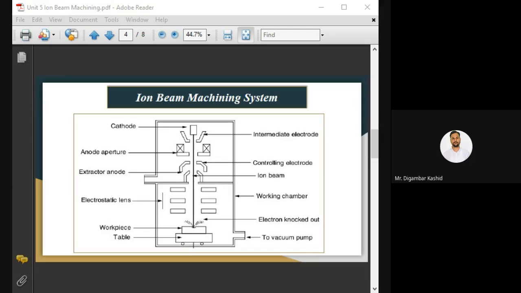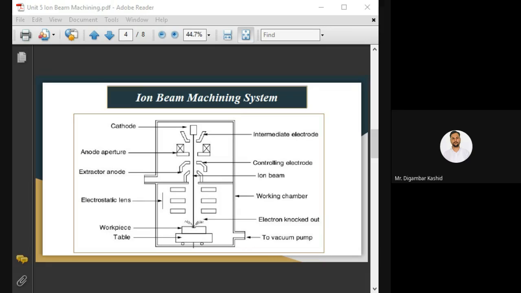Once again I repeat, a small question may arise: how do we get the charged ions from the ion source? Ion source means inert gases such as argon. In this ion beam machining, or IBM, a stream of charged ions, or charged atoms you can also call them, is used. Ions means positive, so positively charged atoms or ions of an inert gas such as argon.